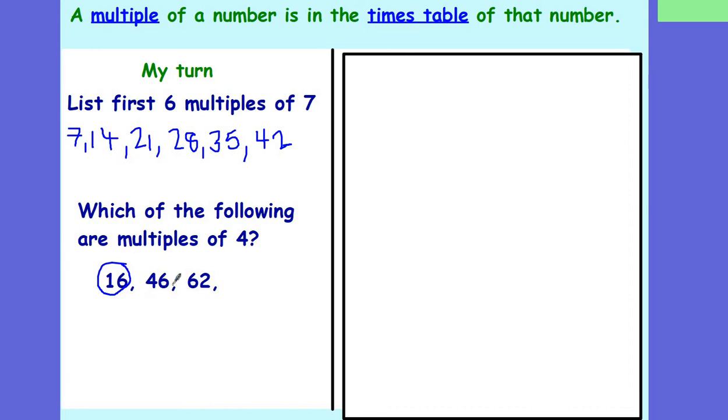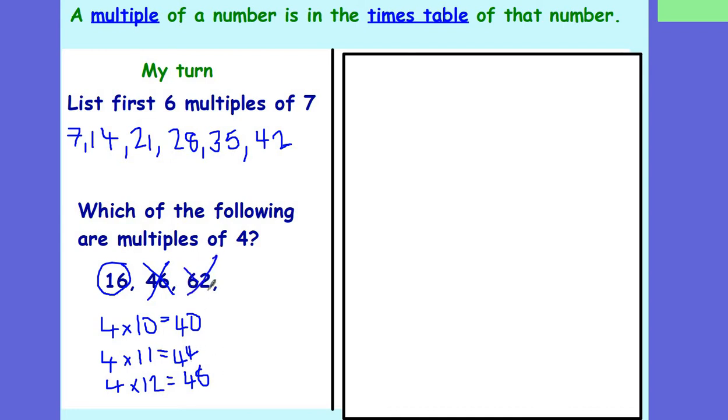46, is that in the 4 times table? Well, let's think about it. 4 times 10 would give me 40. 4 times 11 would give me 44. 4 times 12 would give me 48. So 46 is not in the 4 times table. It's not a multiple of 4. 62, is that in the 4 times table? Let's carry it on. 48, 52, 56, 60. So no, 62 is not in the 4 times table and is not a multiple of 4.